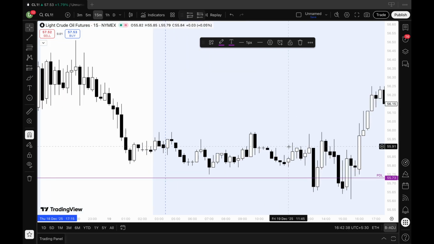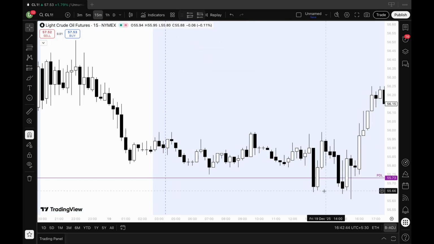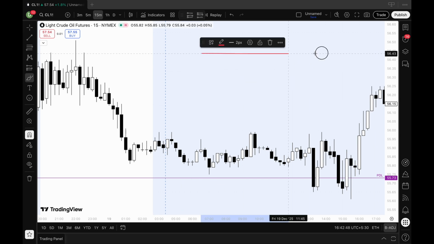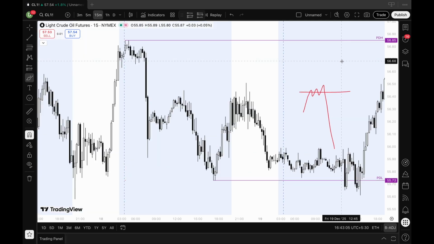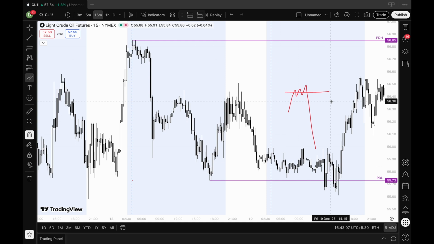How would I enter here? It would be the three drives pattern. The three drives pattern is basically when there is a level and price makes three attempts to break through before falling. So 1, 2, 3. In the same way here, we have 1, we have 2, and we have 3. Three attempts, and then we put in a pin bar, and then we shoot up.